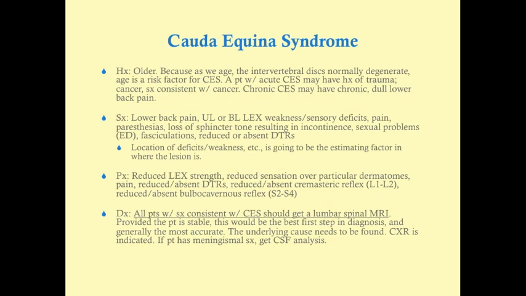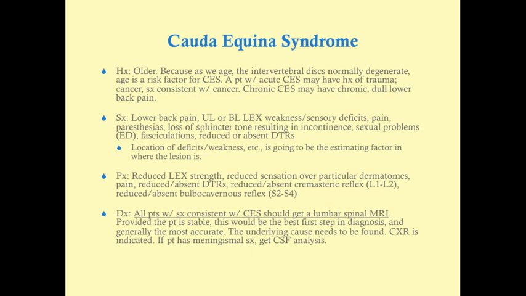Of course, this is all going to be based on the location of the lesion, where it's at in the spinal column. So that's going to tell you where the deficit and weakness is, and vice versa. Where the deficit and weakness is will help you estimate where the lesion is. On physical exam, you'll have a reduced lower extremity strength. That may be in the thighs, that may be in the hips, or it may be in the feet and toes, just depending on what level it's at. You're going to have reduced sensation over particular dermatomes, again, depending on where the lesion is at.